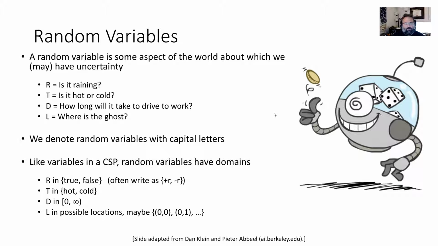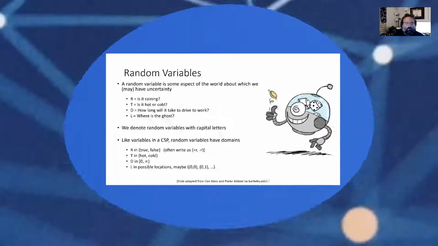And variables are similar to what they were in the constraint solving problems, where they have a domain. So in the case of raining, it's either raining or it isn't. It's either hot or it's cold. How long it takes to drive to work probably isn't zero, but it is some number that's relatively small. There probably is some minimum that could be figured out, but we'll say 0 to infinity. And L is the possible location. So if we were talking about Pac-Man, where is the ghost inside of the grid? It's somewhere inside of a series of quadrant locations.